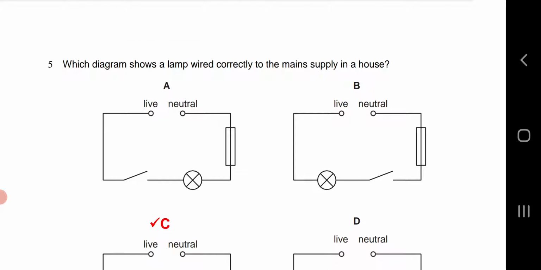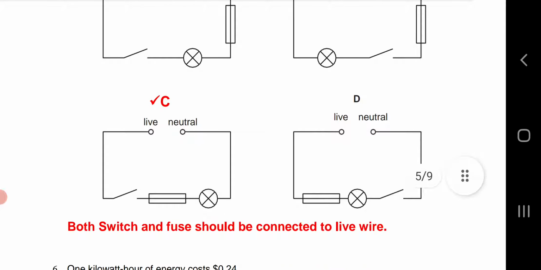Question number 5. Which diagram shows a lamp wired correctly to the mains supply in a house? Always remember the switch and fuse should be connected to the live wire. So here in option C, a switch is connected to the live wire so that when the switch is open, the 240 volts or the mains voltage is disconnected from the lamp. Similarly, the fuse is also connected to the live wire so that if the fuse melts, then there is no voltage across the lamp. So both switch and fuse must be connected to the live wires. Option C.